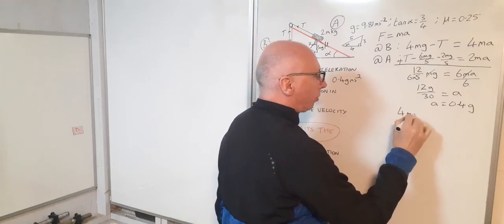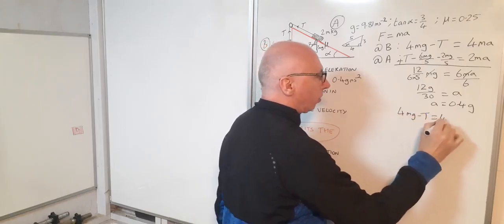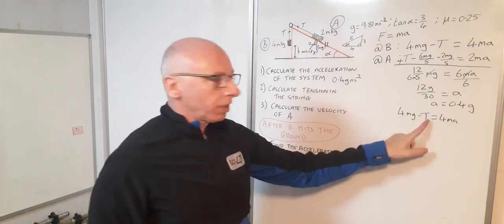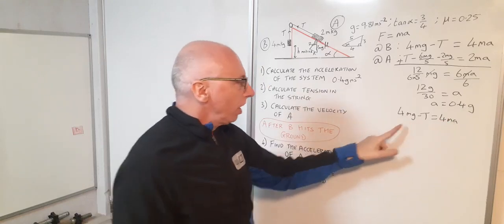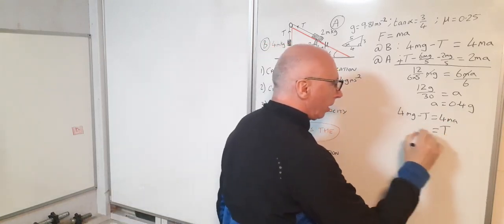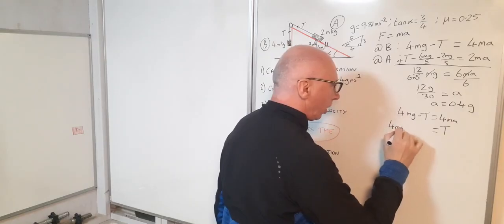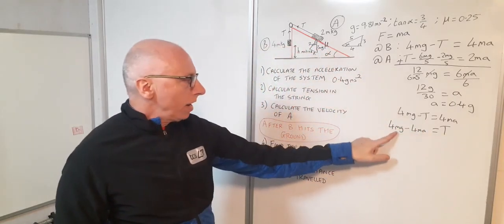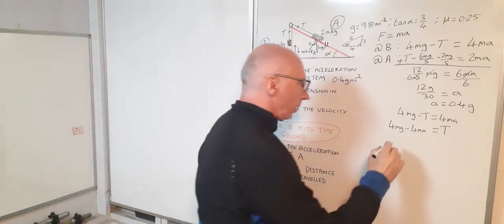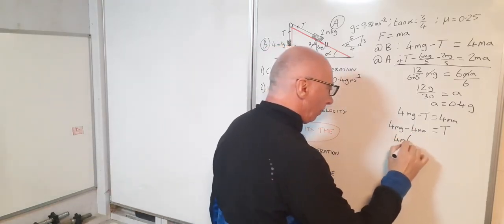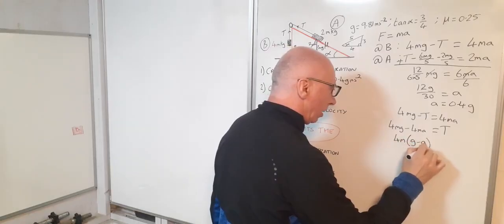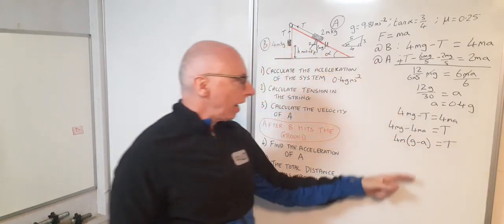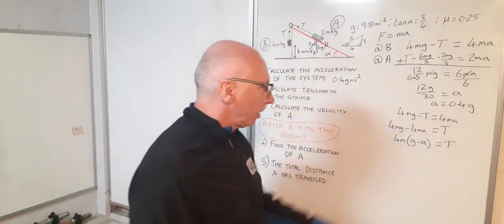So 4mg minus t equals 4ma. Bring the t over and bring this one over. So then t equals 4mg minus 4ma. So now I've got a 4m and a 4m common in both. So I've got 4m(g minus a) equals t. Now A, I know what A is, it's 0.4 g.